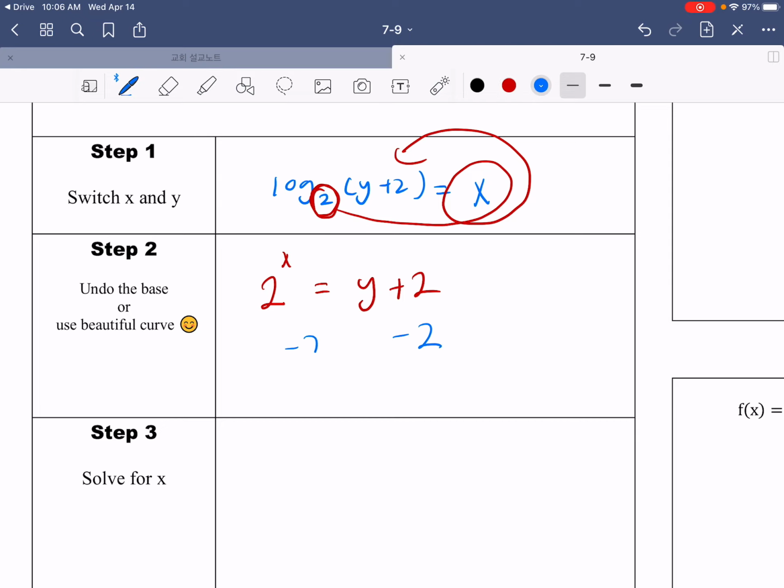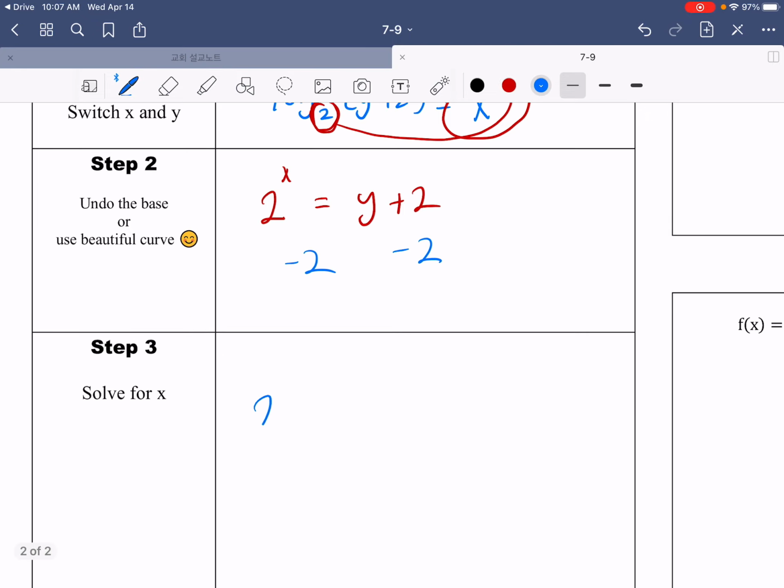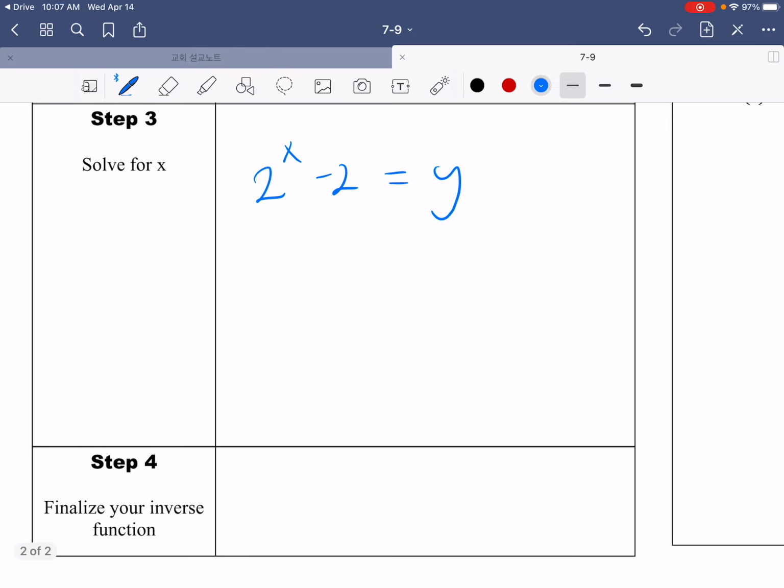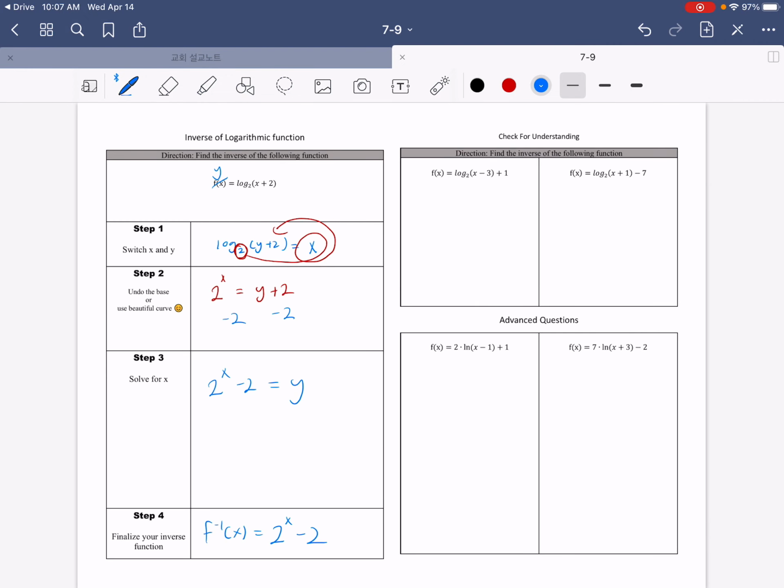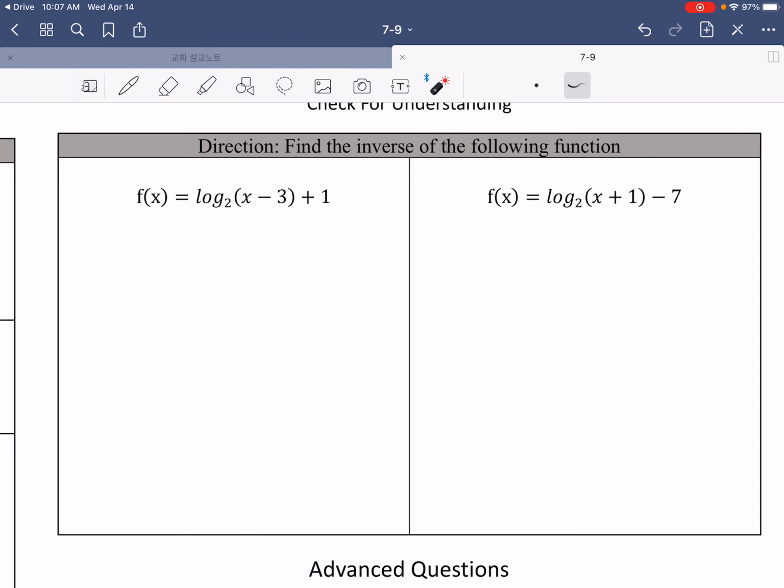Minus 2 both sides. You will get what? 2 to the x minus 2 equals y. And y is isolated already, so that's going to be the answer. f inverse of x equals 2 to the x power minus 2. That's it. Super easy, right? It's going to be easy until you have some numbers inside here, which will require more math. But this should be enough.